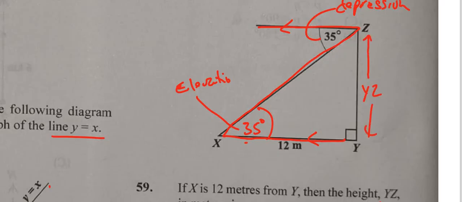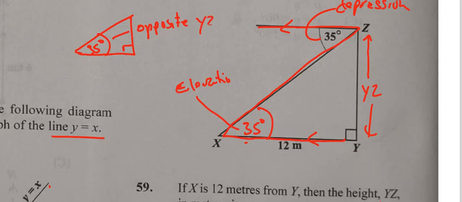Now, based on the fact that we have a right angle triangle, this is my right angle. This is 35. Then this is the opposite side, which is the side they're asking me to find, YZ. And under here, this is my adjacent, because I have the 35 degrees and the 90 degrees on the same line. Adjacent has both angles on it. Adjacent means next to.